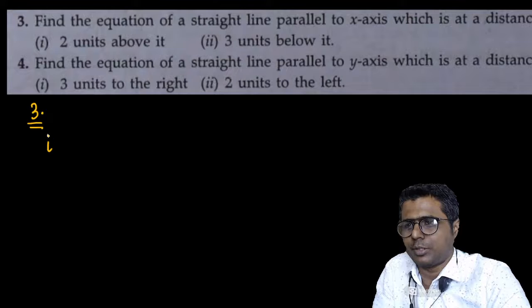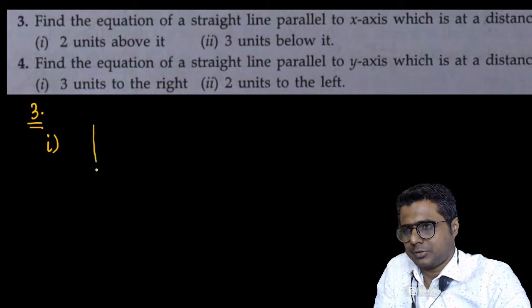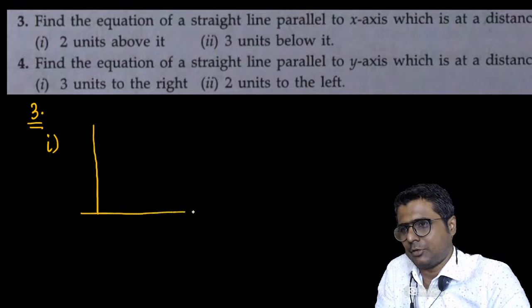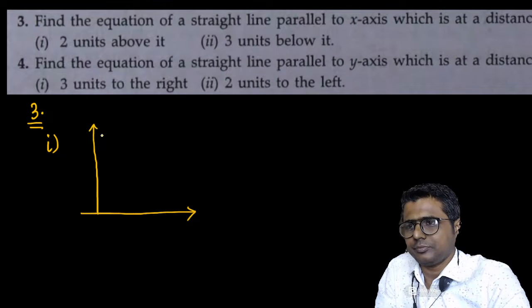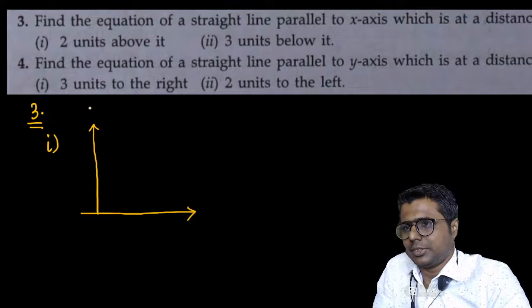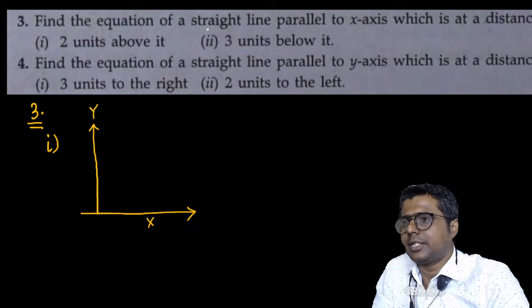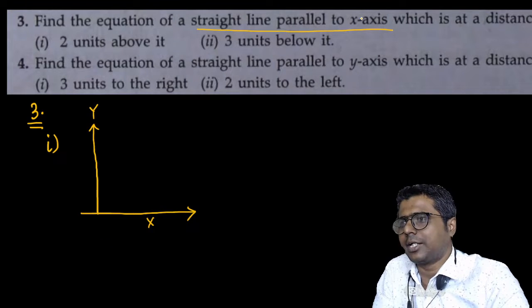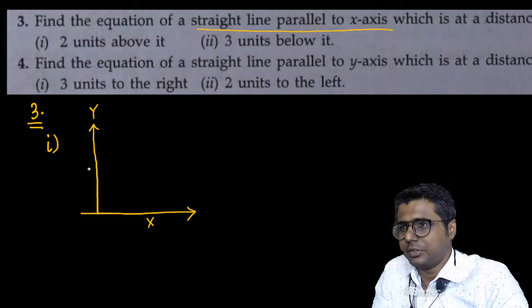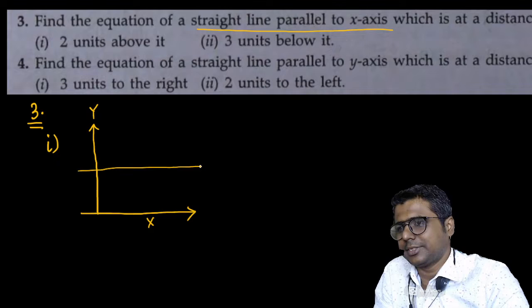So we will solve number 1. The coordinate system is very well known to us right now. So this is the y-axis, this is the x-axis. It is said that the straight line is parallel to the x-axis. Okay, very good. So the straight line will be parallel to the x-axis like this.